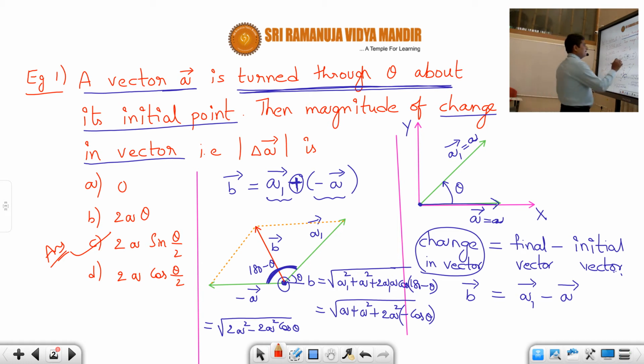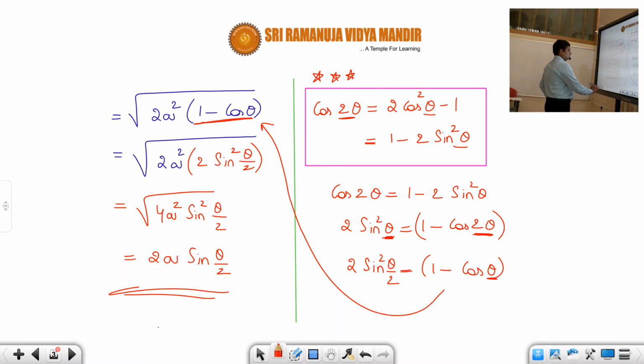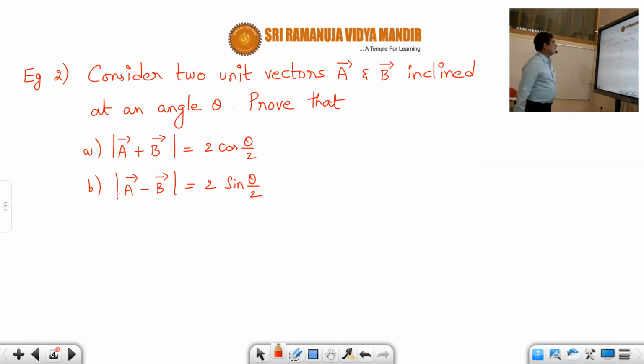Now here the angle is the angle between a1 and the minus a vector. So the minus a vector, when you reverse it, its angle will be 180 minus theta. Therefore you have to use a little trigonometry and then you will get the answer. Okay. Now let us see one more problem, students.